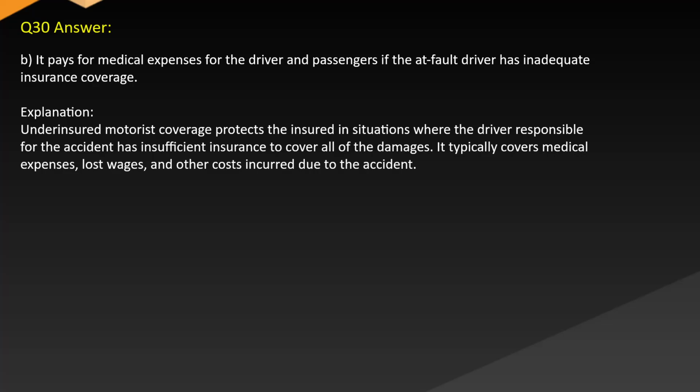Answer. B. It pays for medical expenses for the driver and passengers if the at-fault driver has inadequate insurance coverage. Explanation. Underinsured motorist coverage protects the insured in situations where the driver responsible for the accident has insufficient insurance to cover all of the damages. It typically covers medical expenses, lost wages, and other costs incurred due to the accident.